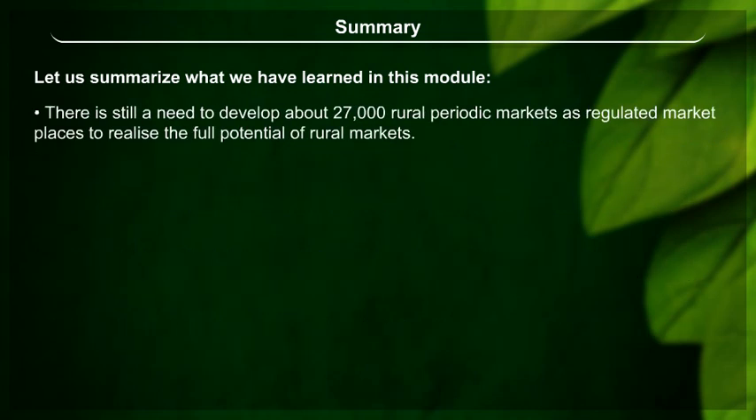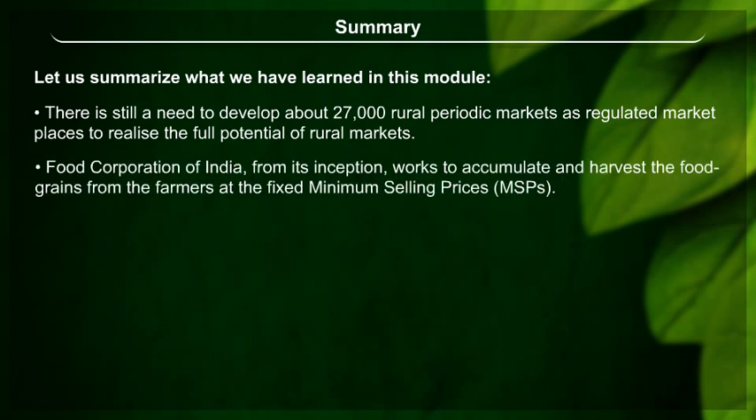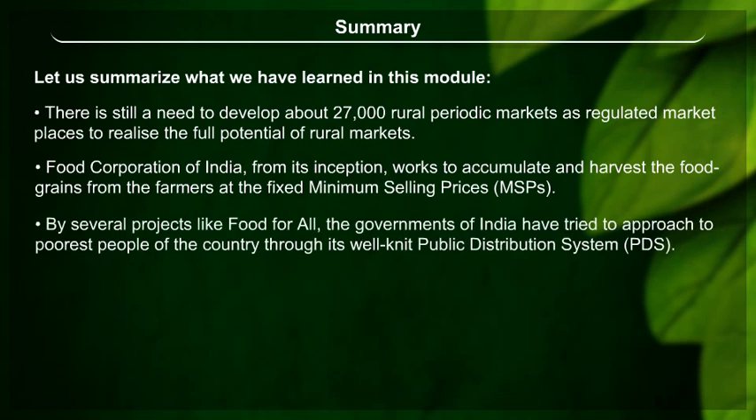There is still a need to develop about 27,000 rural periodic markets as regulated marketplaces to realize the full potential of rural markets. The Food Corporation of India, from its inception, works to accumulate and harvest food grains from the farmers at fixed minimum selling prices, MSPs. By several projects like Food for All, the government of India has tried to reach the poorest people of the country through its well-knit public distribution system, PDS.